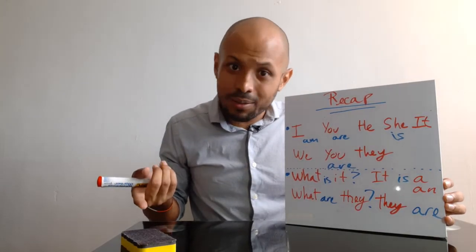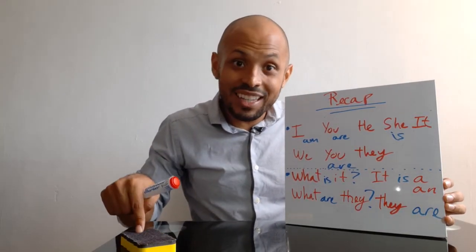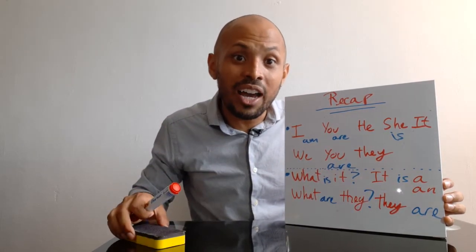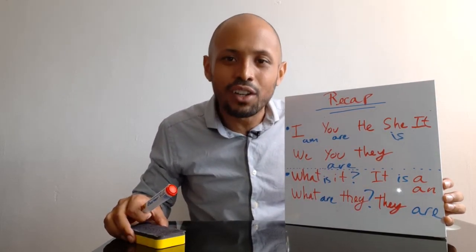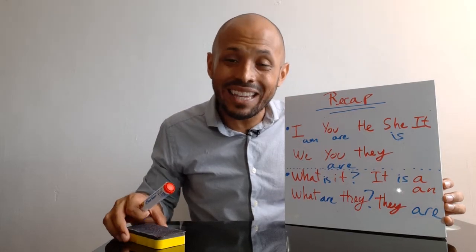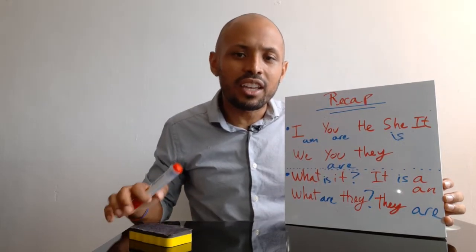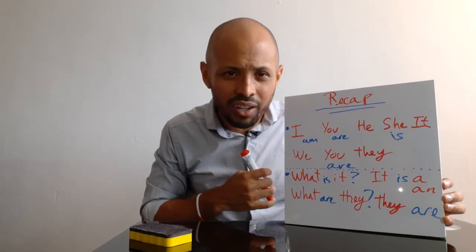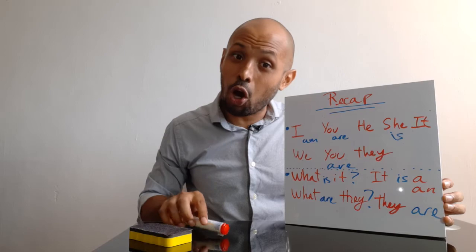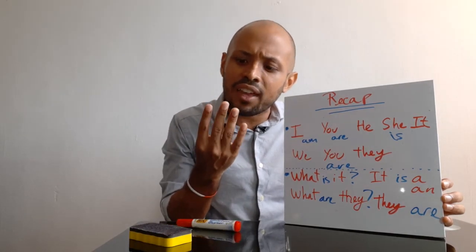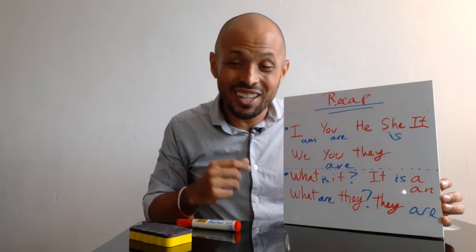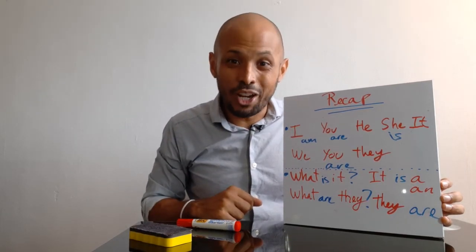And for the questions, I say, what is it? What is it? Okay? It's an eraser. Why? Because the eraser starts with a vowel. E. It's an eraser. It's a marker. It's a board. If I talk about plurals, what are they? They are fingers, guys. So there you have it.